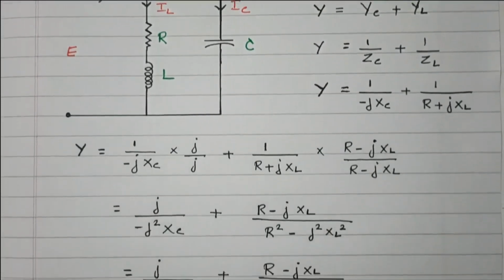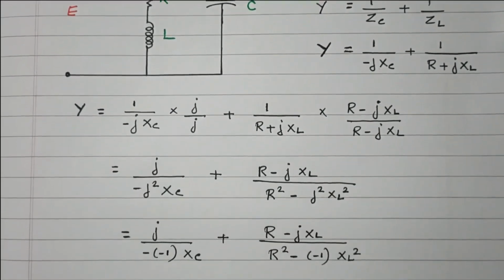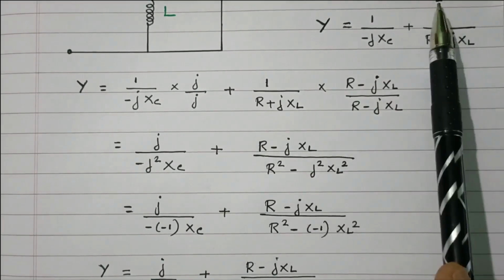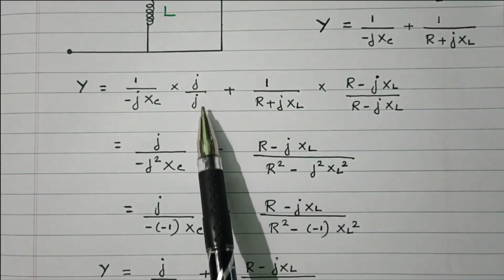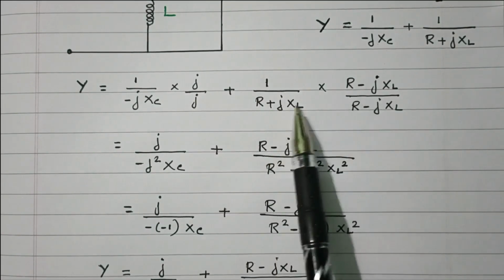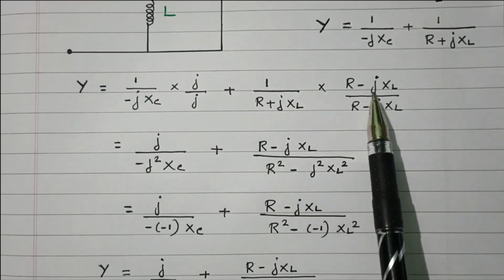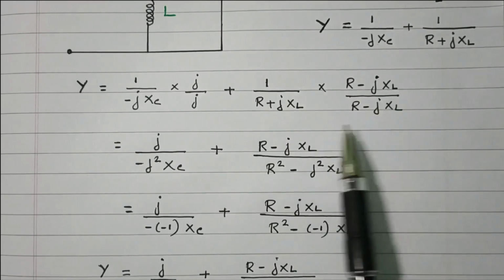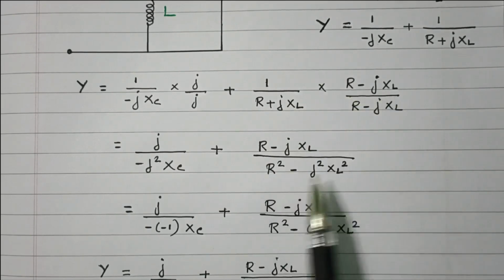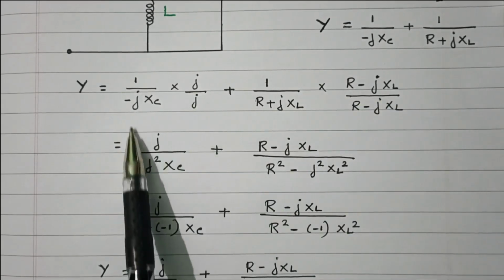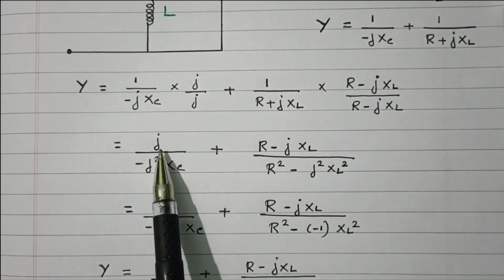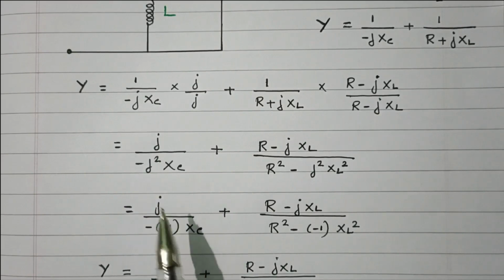Now we'll go for the further simplification. In order to bring the term j, which is in the denominator, to the numerator, it is multiplied and divided by the complex conjugate. This term is multiplied and divided by R minus jXL divided by R minus jXL. Here R plus is there, so it is multiplied by R minus. So the j is available here. Here j square, j available two times, j square. Minus is also there. So j divided by j square XC.